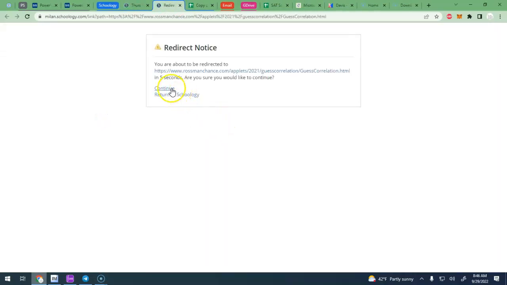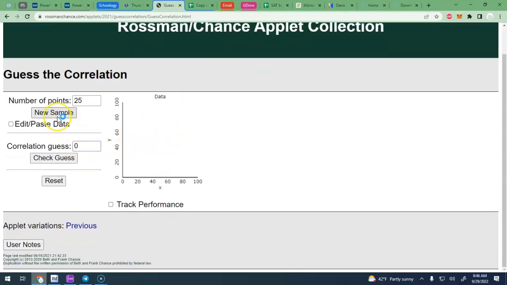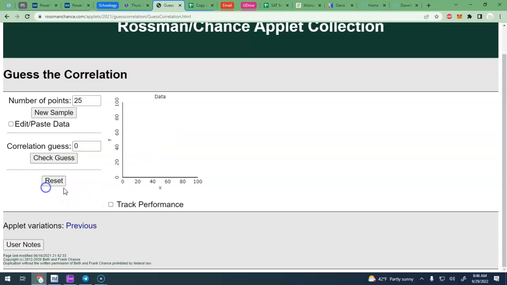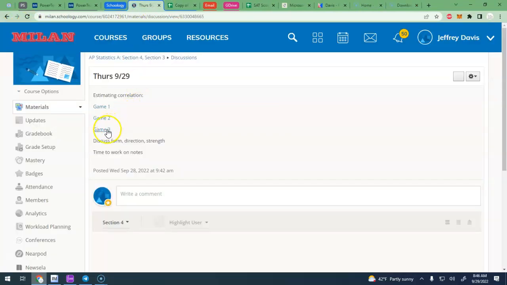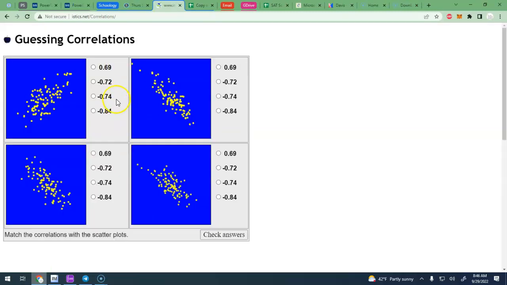Can you guys stop playing for a second and look up so I can show you the other 2? This one is not as fun, I'll admit, but if you want to play with it, hit new sample. It'll give you a bunch of dots, and you guess. That's pretty high. I'm going to say like 0.95. 0.981, and then you just reset. There's not cool music or anything.